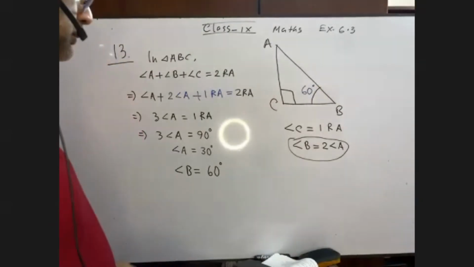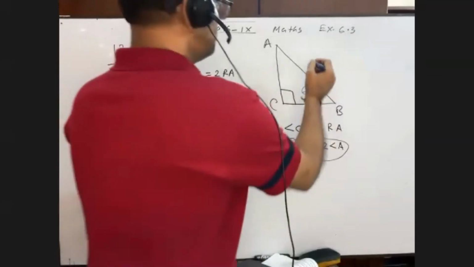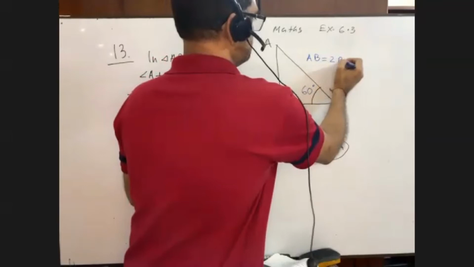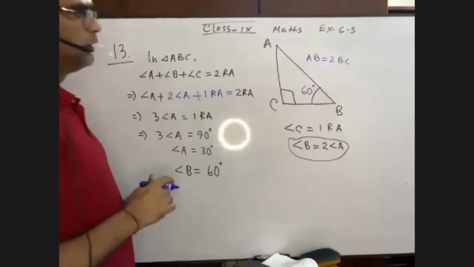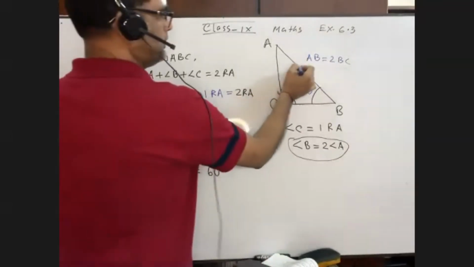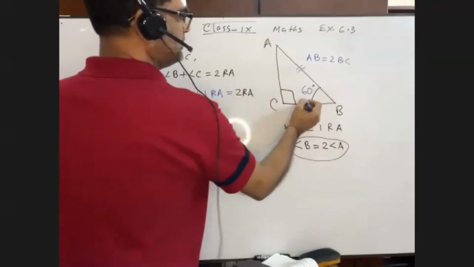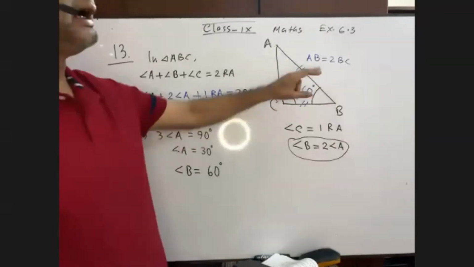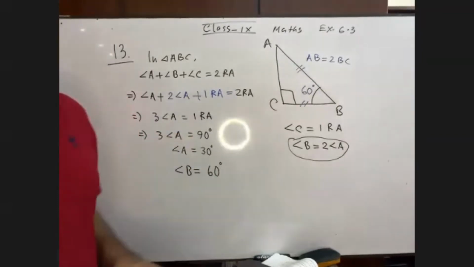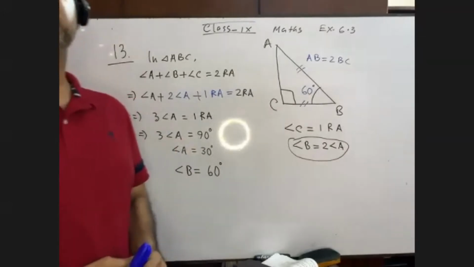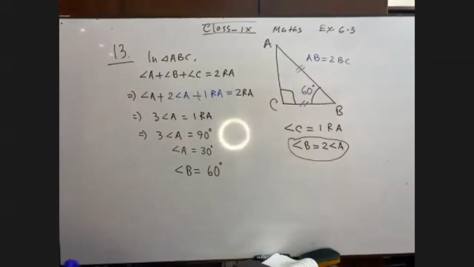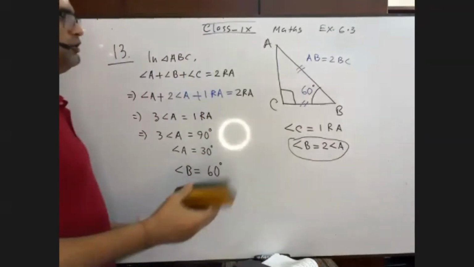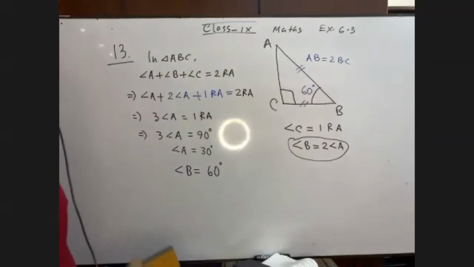We have to prove that AB equals 2BC. What is AB? It is AB. And what is BC? This is BC. That is, in this triangle, this is base BC and this is AB, the hypotenuse. Can you name a trigonometric ratio where base and hypotenuse are related? In which trigonometric ratio do we have base and hypotenuse?